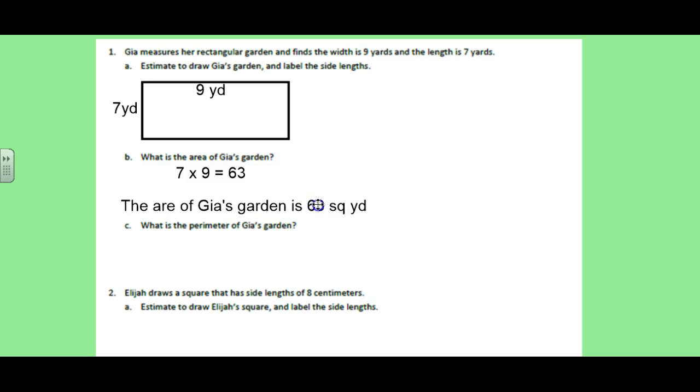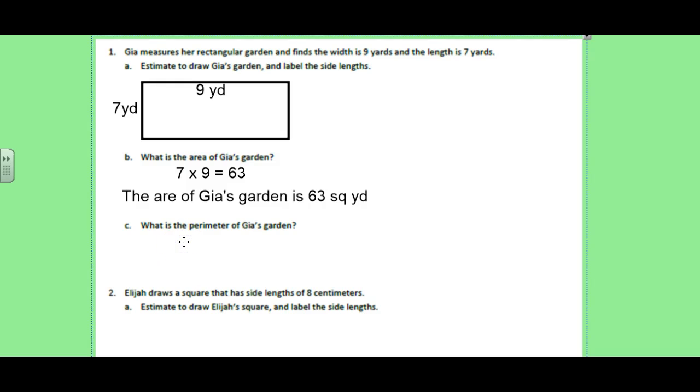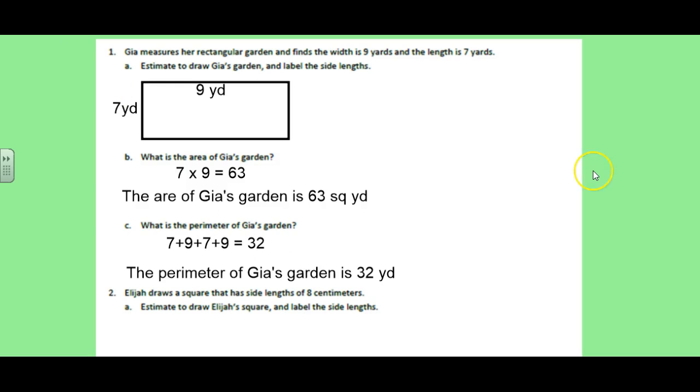And now we are moving on to what is the perimeter of Gia's garden, where we're once again going to put our equation, and we know that we have to add up the side lengths to find the perimeter. So it's 7 plus 9 plus 7 plus 9. So I want you to go ahead and add that up to find the perimeter and then answer this in a complete sentence. And once you have that done, you may push play. So when you added 7 plus 9 and 7 plus 9, you get 32. So the sentence I was looking for is the perimeter of Gia's garden is 32 yards. So the first one was pretty easy.